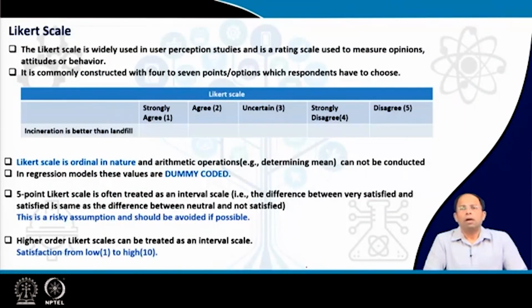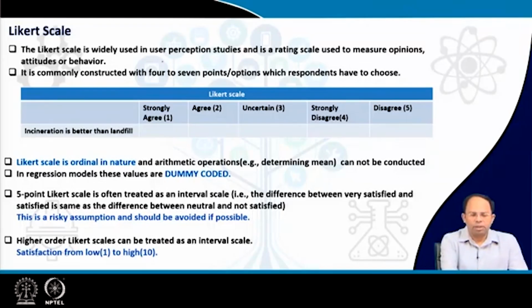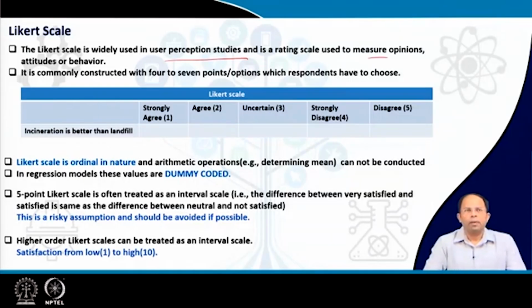So now how do I take these ratings? Usually we will use the Likert scale to take ratings of people's opinions, attitudes, and so on. The Likert scale is widely used in user perception studies, and it is a rating scale to measure opinions, attitudes, or behavior. It is commonly constructed using 4 to 7 points from which respondents have to choose. So this is an example.